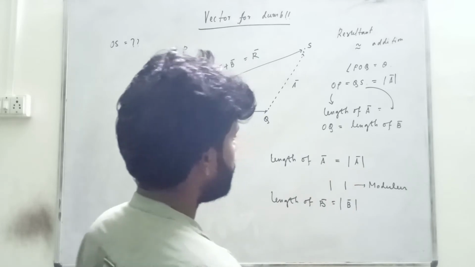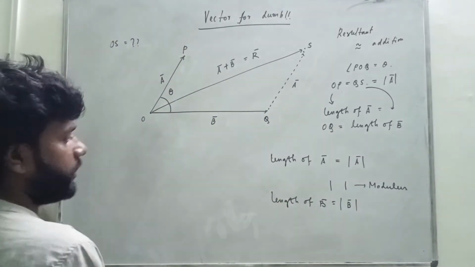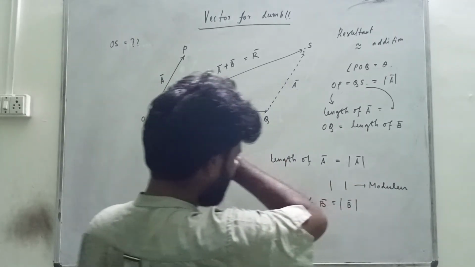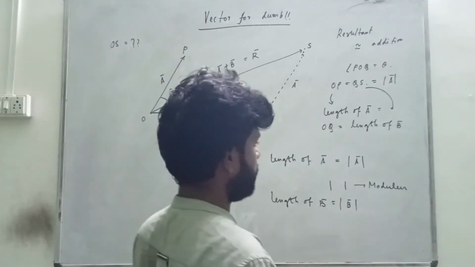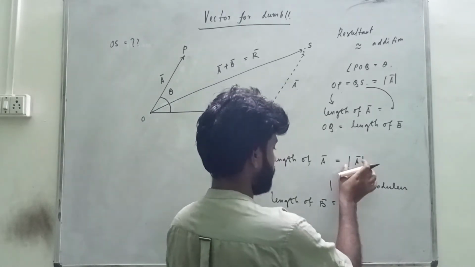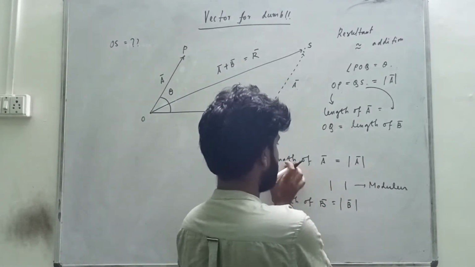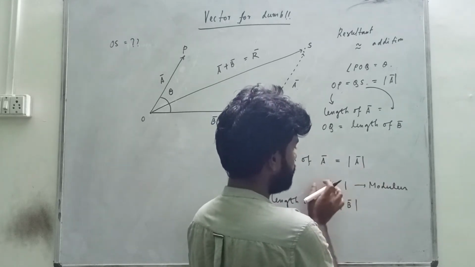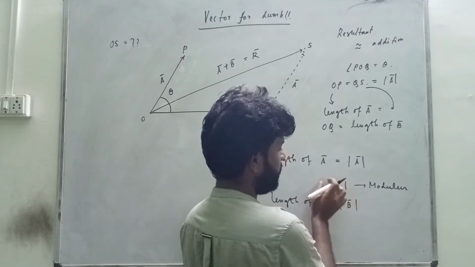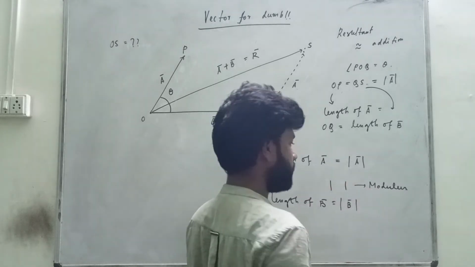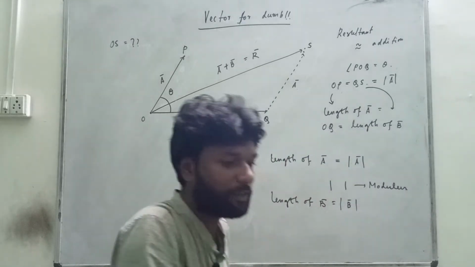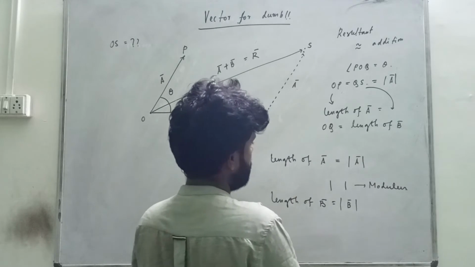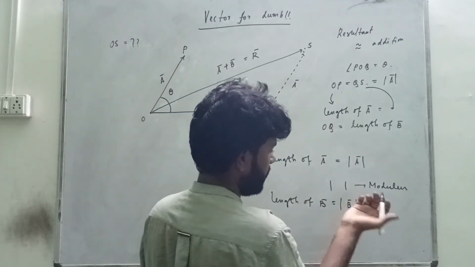It is the symbolic representation of length or magnitude, that means modulus. So the length of A means the modulus of A. This symbol means two vertical lines, the modulus, and it signifies the length of something. So the length of A means this thing, and obviously the length of B means this thing.